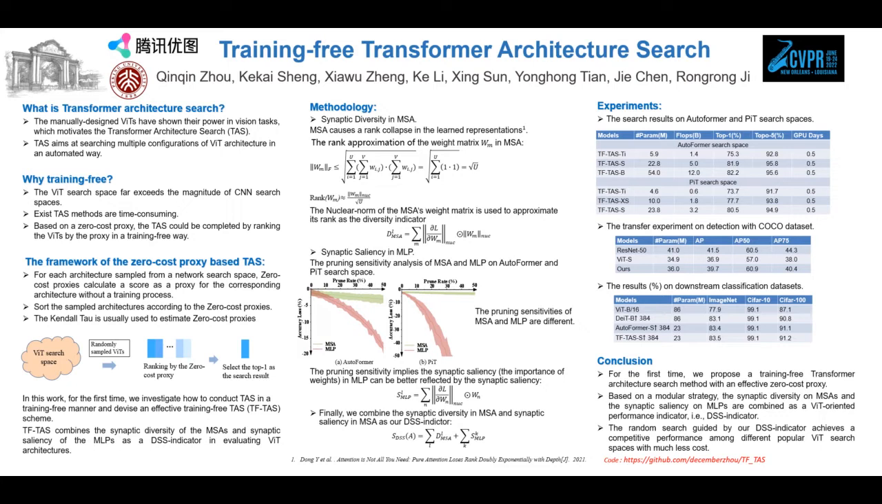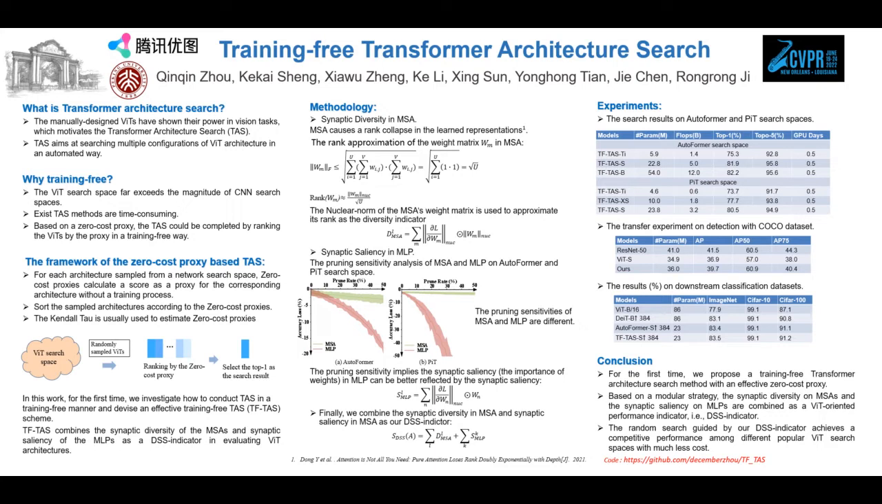In this work, for the first time, we investigate how to conduct TAS in a training-free way and devise an effective training-free TAS scheme, TF-TAS. TF-TAS combines the synaptic diversity of the MSAs and synaptic saliency of the MLPs as a DSS indicator in evaluating ViT architectures. In the methodology section, we introduce the synaptic diversity in MSA and synaptic saliency in MLP.